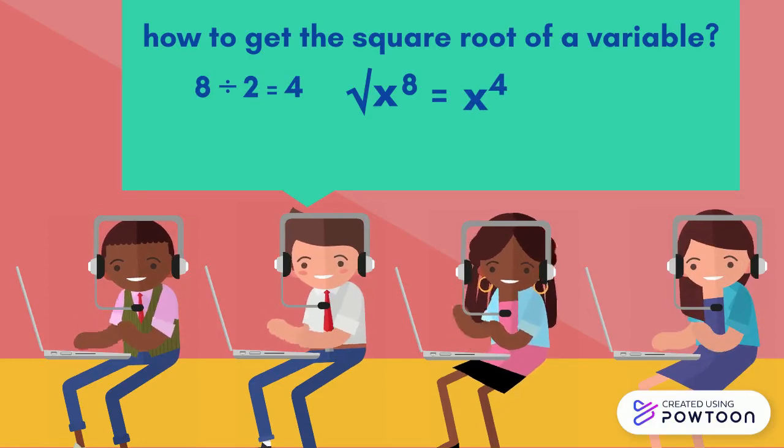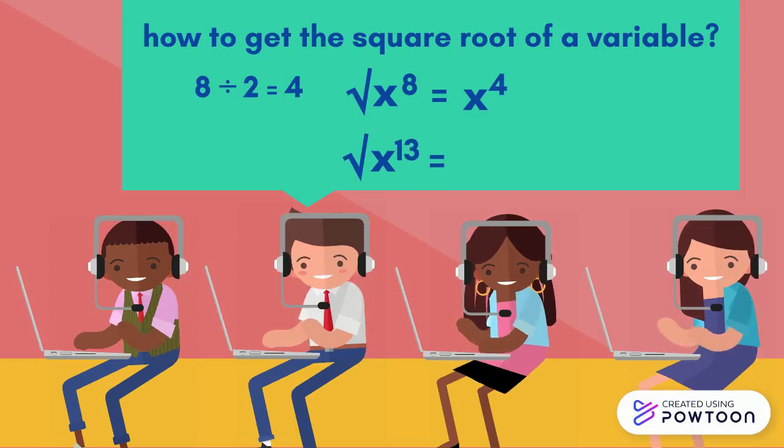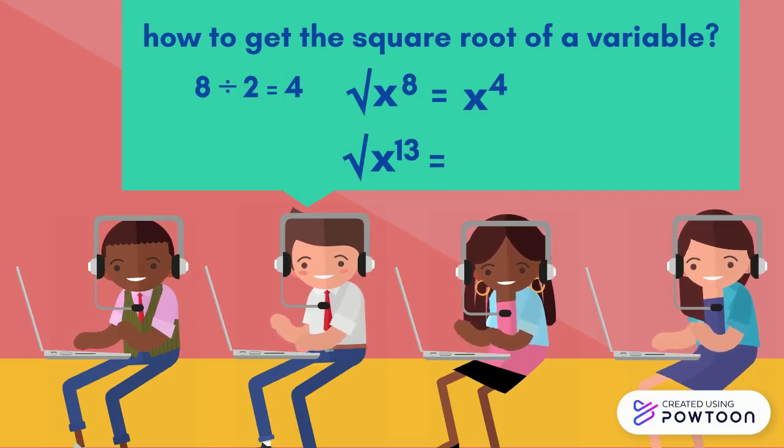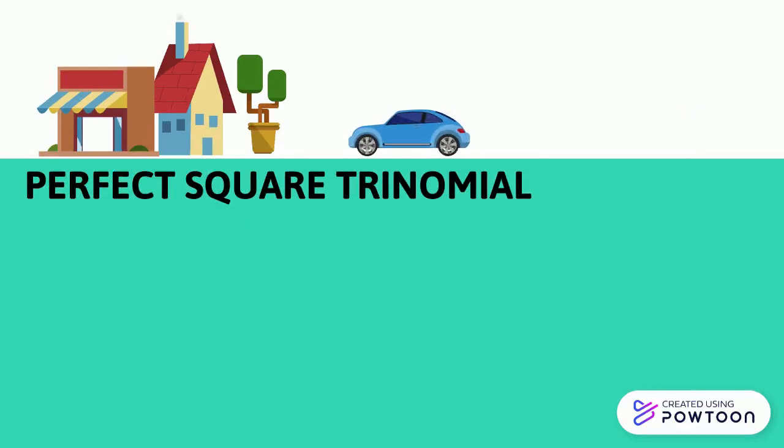How about the square root of x raised to 13? The exponent 13 is not divisible by 2, so x raised to 13 is not a perfect square. Now, let us identify what a perfect square trinomial is.